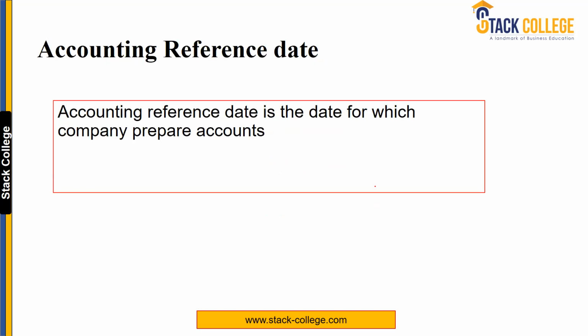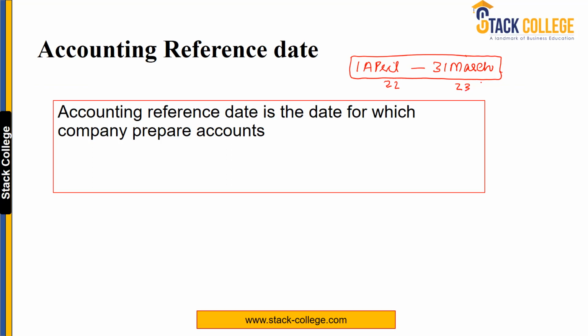Now, as far as the date of the tax period is concerned, the company's tax period starts from 1st April to 31st March. This is the tax year of the company. Like for example, 1st April 22 to 31st March 23. So this is the tax year 22.